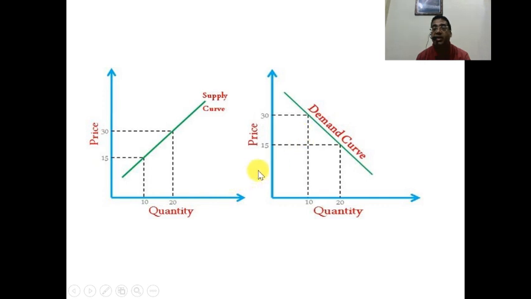But in the demand curve, we see the price and quantity. Suppose this is 10 and this is 30. When the price is 30, the quantity is 10, and when the price goes down to 15, the quantity increases, meaning customers want to purchase more if the price is less.